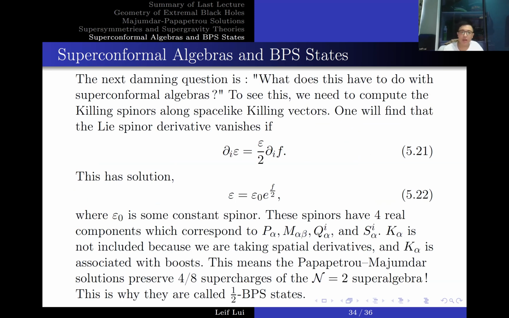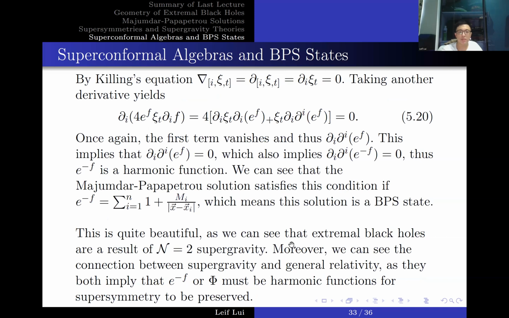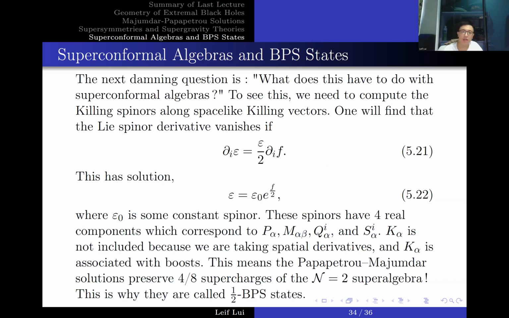So the next burning question we have is, what does this have to do with superconformal algebras? Well, to see this, we need to compute the Killing spinors along the space-like Killing vectors. Basically, in the previous case, we only computed them along the time-like Killing vectors. If we do this for the space-like Killing vectors, we find that the Lie spinor derivative vanishes if this equation is satisfied. And hence, it has a solution, epsilon equals some constant times e to the f over 2.